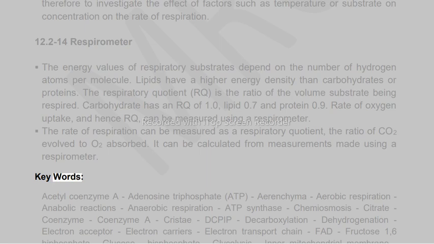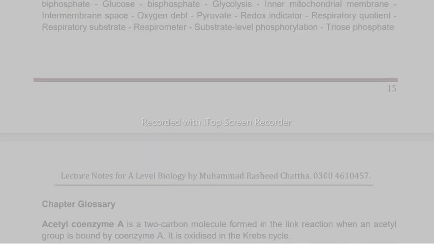Keywords: acetyl-coenzyme A, adenosine triphosphate, ATP, aerenchyma, aerobic respiration, anabolic reactions, anaerobic respiration, ATP synthase, chemiosmosis, citrate, coenzyme, coenzyme A, cristae, DCIP, decarboxylation, dehydrogenation, electron acceptor, electron carriers, electron transport chain, FAD, fructose 1,6-bisphosphate, glucose phosphate, glycolysis, inner mitochondrial membrane, intermembrane space, oxygen debt, redox indicator, respiratory quotient, respiratory substrate, respirometer, substrate level phosphorylation, triose phosphate.